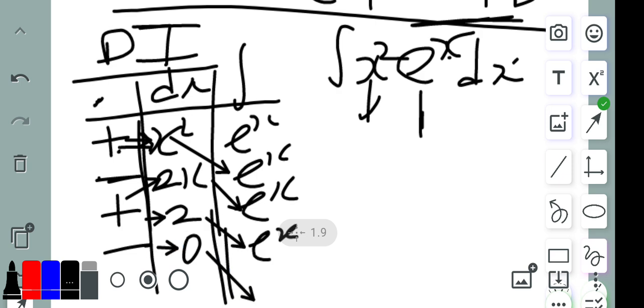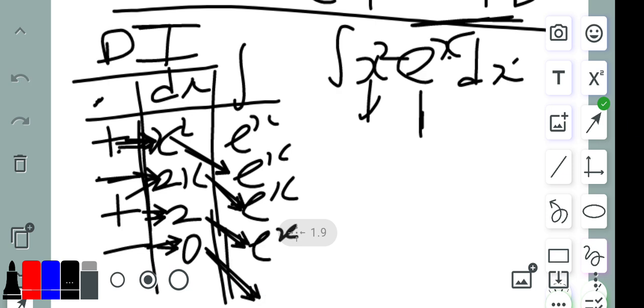Can you see what I did now? I picked this one here. I did plus x square and joined it to the one under. I pick from negative here to this, and I join the one under. I pick the plus on the next line and join to the one under. I pick the negative here on the same line and join it with the one under, which will be exponential x. So that is how the DI table works.